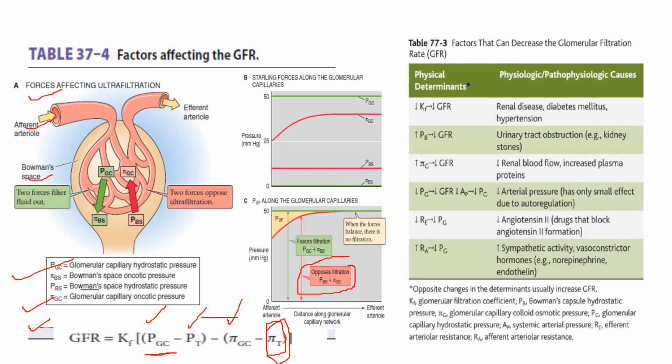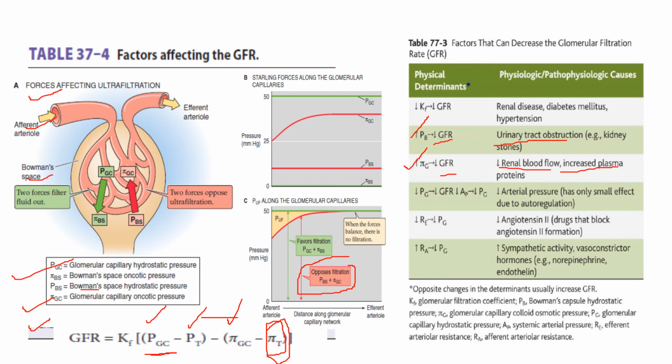So, it is obvious that if there is an increase in the hydrostatic pressure of the Bowman's capsule, it is an opposing force, so there will be a reduction in GFR. When will it happen? An increase in the hydrostatic pressure of Bowman's capsule may happen in urinary tract obstruction, for example, kidney stones. Similarly, if the oncotic pressure of the glomerular capillary is increased, there will be a reduction in GFR. It happens when there are increased plasma proteins and decreased renal blood flow.